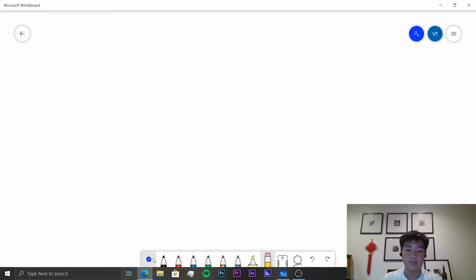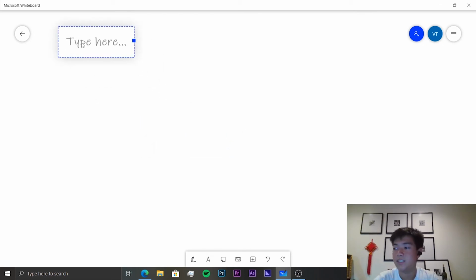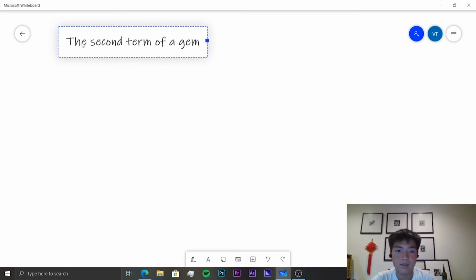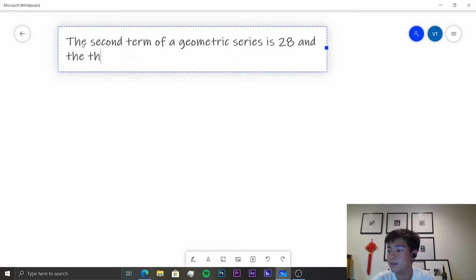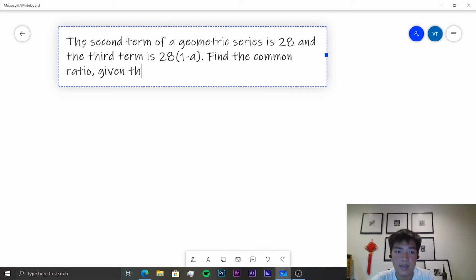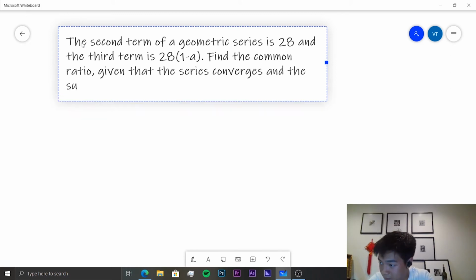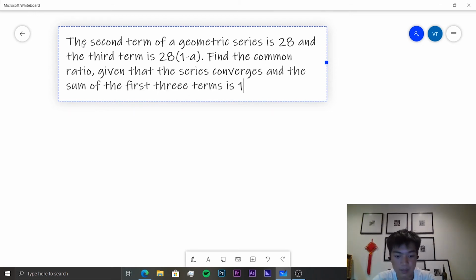So, let's move on to the next question. Final two questions for the speedrun. So we have the second term of a geometric series is 28, and the third term is 28 times 1 minus a. Find the common ratio given that the series converges and the sum of the first three terms is 147.